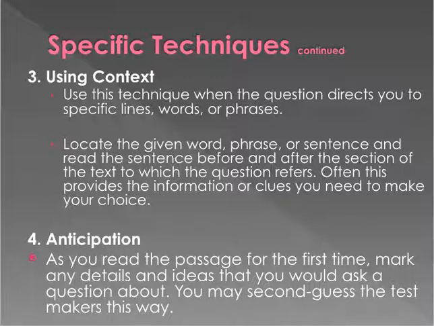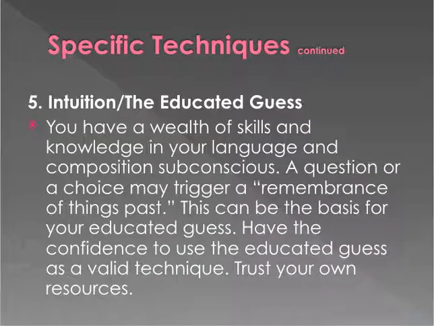I'm using context, so when it asks you to look at a specific line or a word or a phrase, make sure you go back into the passage and look at that. And as you're reading the passage, think about what you might be asked a question about if you run across rhetorical strategy or something really interesting. Finally, go with your gut when you're not 100% sure. Make an educated guess the best way that you can and trust what you've learned.